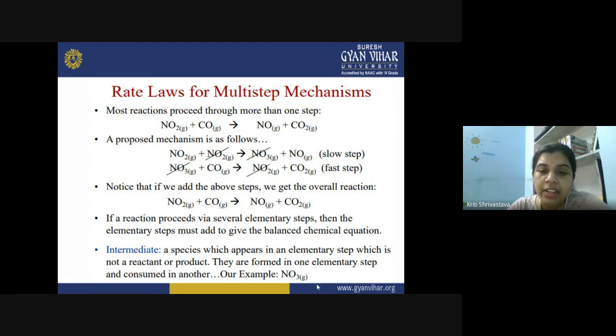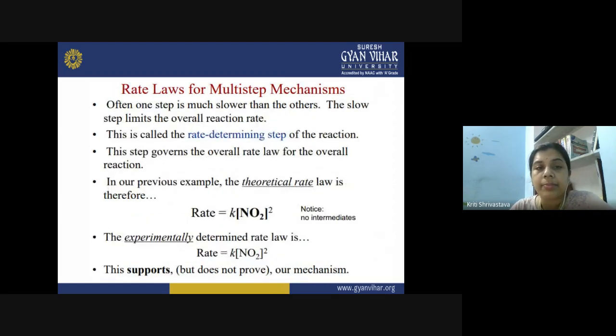So this is the reactive intermediate, which actually cancels out in the overall chemical equation. Often one step is much slower than the others, and the slow step actually limits the overall reaction rate. So this is called the rate determining step of the reaction, and this step governs the overall rate law for the overall reaction. So from the previous example, we have seen that the theoretical rate law would be rate is equal to k[NO2]².